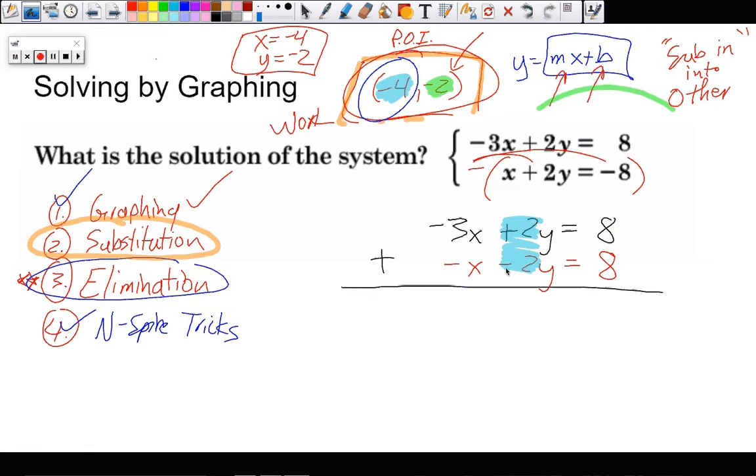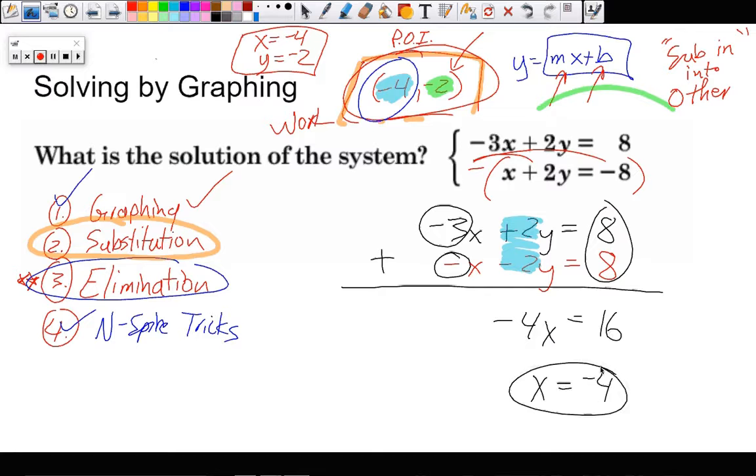These will end up adding to 0y, which is just 0. It's gone. So what's left on the left side is negative 3 plus a negative 1, which is negative 4x. Add the right side, 16. And if I divide by negative 4, x is negative 4. Yet again, what we got with substitution and with graphing. To me, elimination is fast, and it will develop your number sense if you practice with it. Fractions, whole numbers, whatever they are.